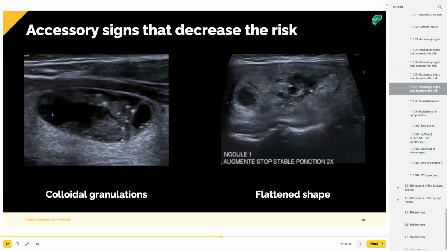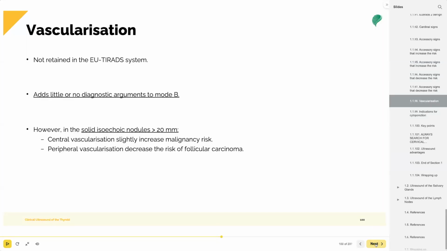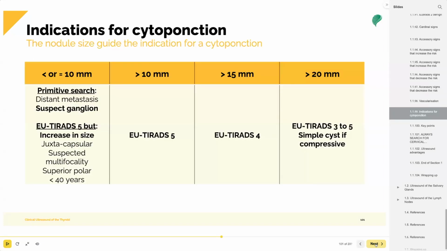In this image, we are looking at colloid granulations. This also is a decreased risk with some cystic septations and a flattened shape. So this nodule is more flat than tall, and that is also a better sign. So we are moving on.